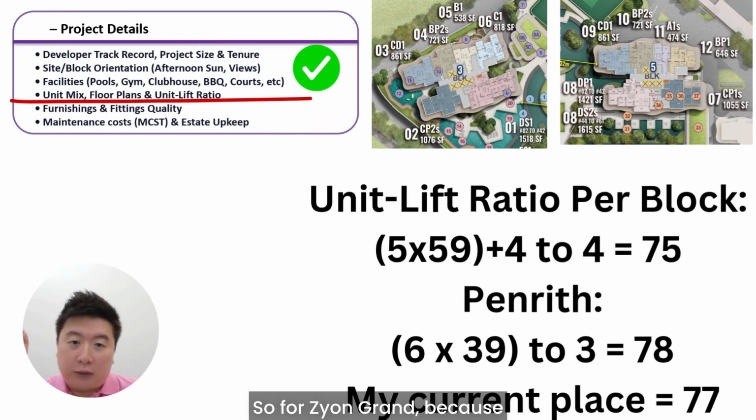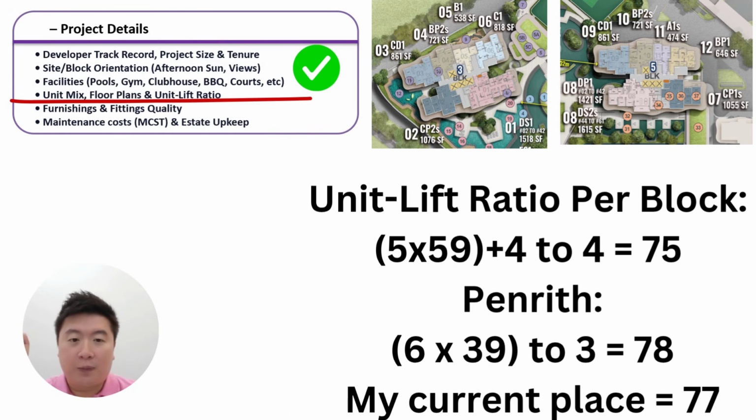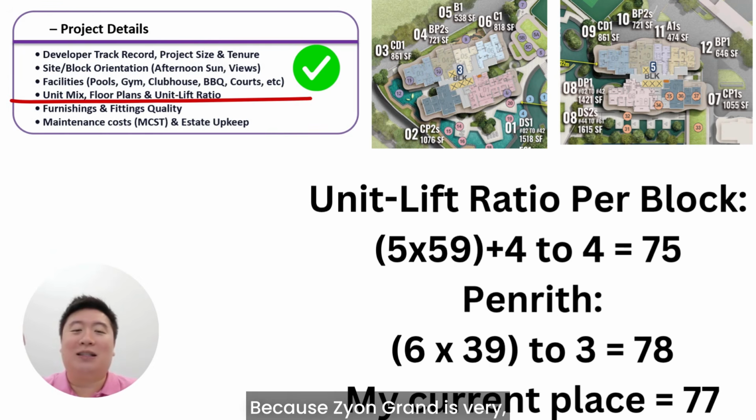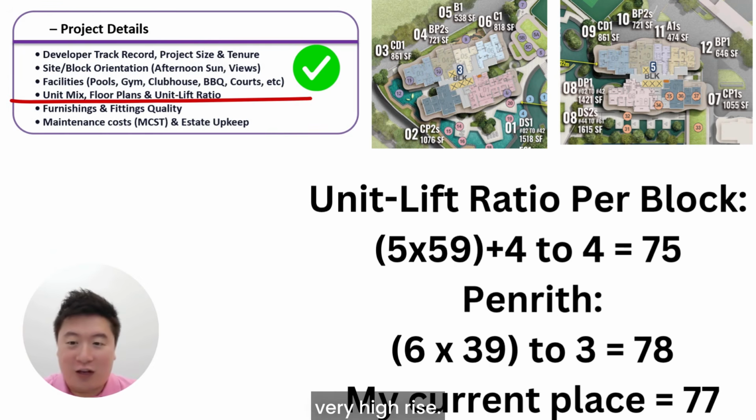So for Zyon Grand, because they have 6 units to 4 lifts, it looks really good, right? And on top of that, one of the units per block has the private lift. So it's like 5 to 4. But it can't be that good, right? Because Zion Grand is very, very high rise, so there's a lot more units. So it's like 5 times 59 units per block plus 4.